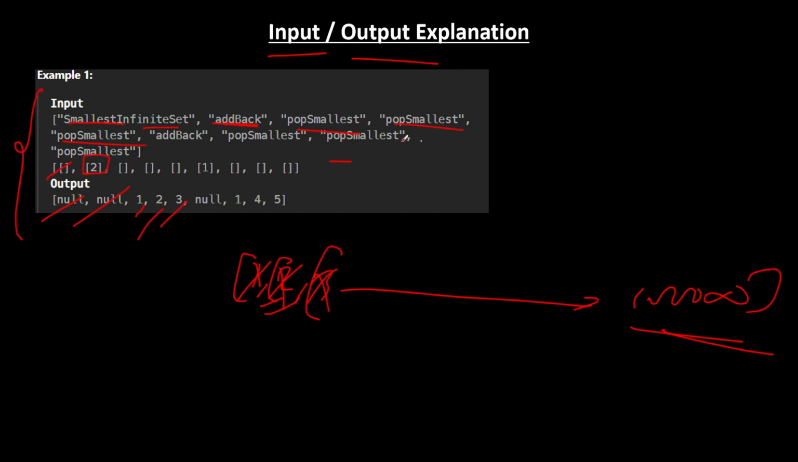Now after that, when we do the addBack, what are we adding? We are adding 1, right? And since we know 1 is not present in our infinite set, we could do that, right?